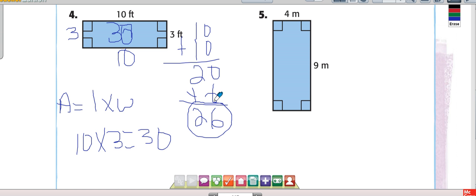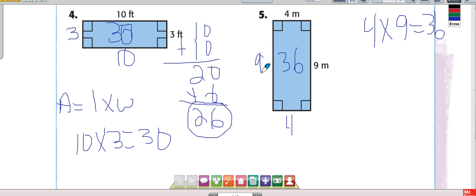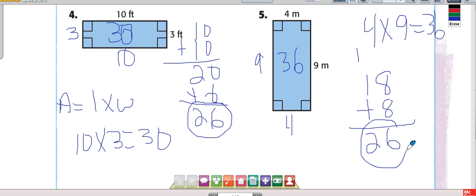So, number 5, the area is going to be 4 times 9, which is 36. And I have 4 at the top, 4 on the bottom, 9 on the right, 9 on the left. I need to add the sides. 9 plus 9 is 18. And then 4 plus 4 is 8. And then I need to add all those together. 8 plus 8 is 16. Put the 6 down, carry the 1. And then 1 plus 1 is 2. So this one also has a perimeter of 26.